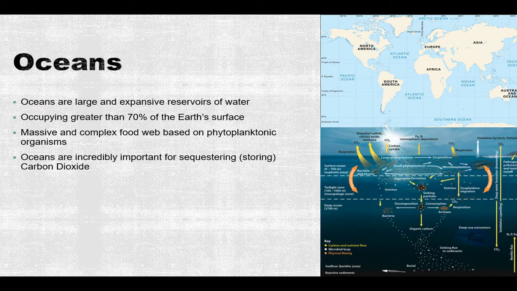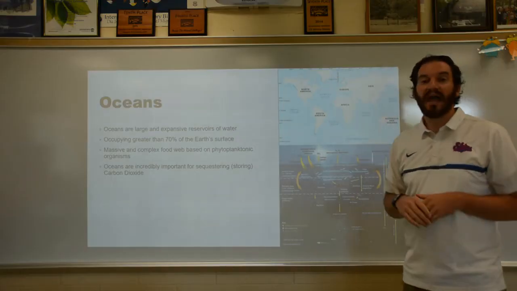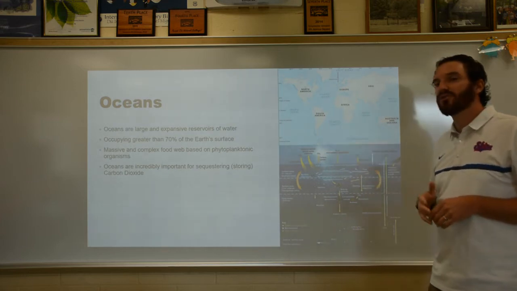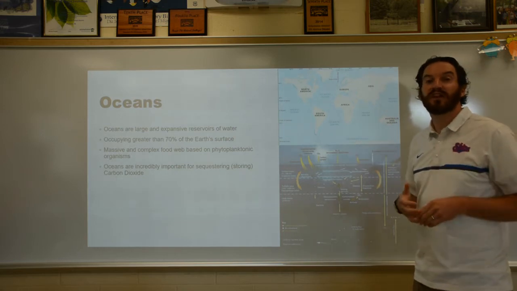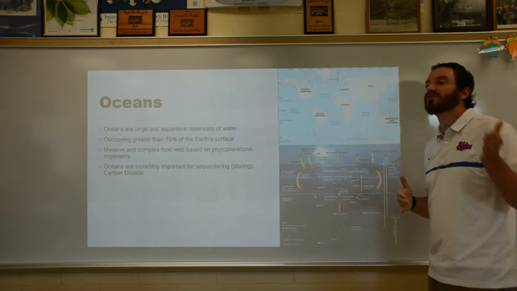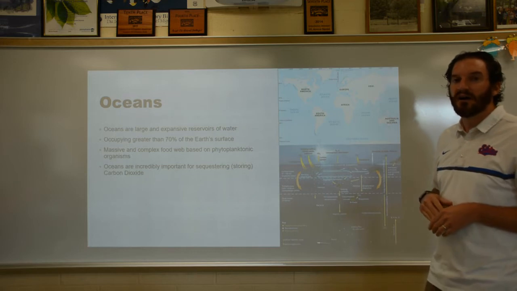So let's talk about oceans. Oceans make up greater than 70% of the surface of the planet. They are expansive and large reservoirs of water. Water goes through its water cycling, which we're going to talk about in a couple lessons, but it's going to cycle its way back out to the oceans. Its massive, complex food systems are based off of photosynthetic organisms known as phytoplankton.